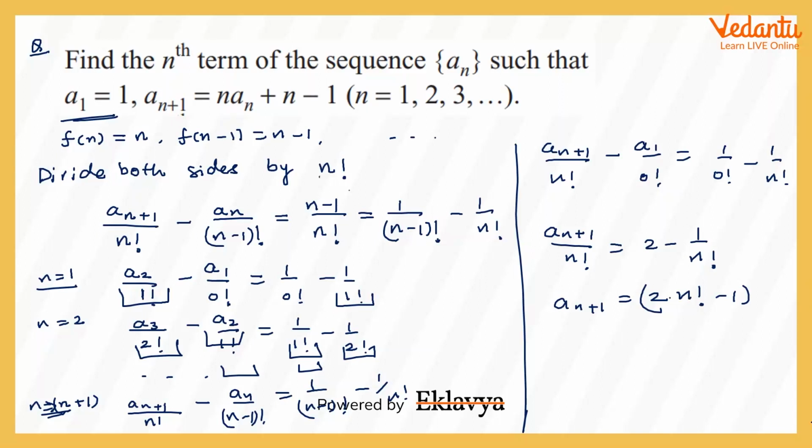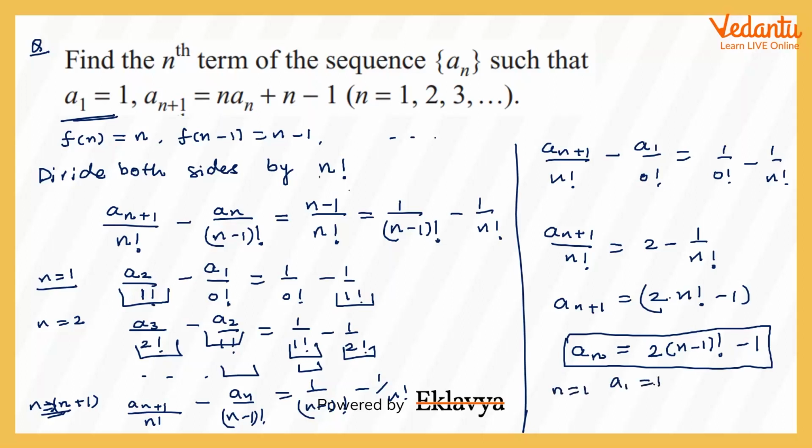Yeah, so that should be the answer. In fact, if you want an, because it was for an plus 1, so an will be 2 into n minus 1 factorial minus 1. That will be the answer for this particular question. It can be checked that this is working for n is equal to 1 also. a1 is equal to 1, you can check.